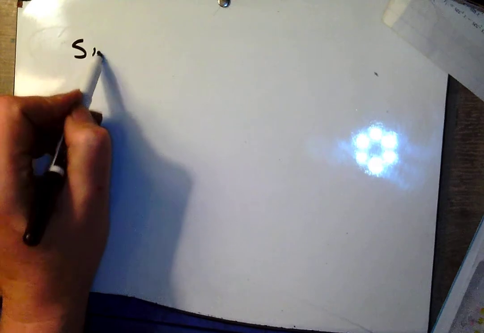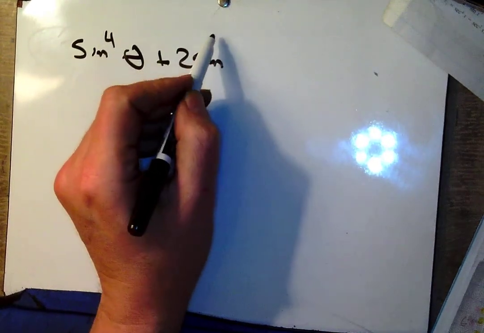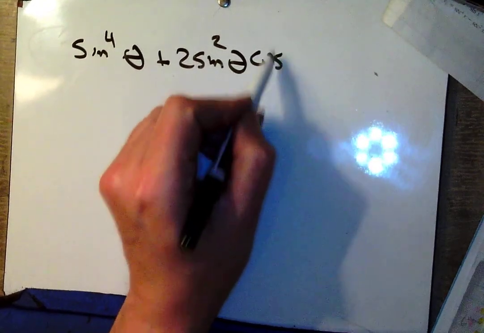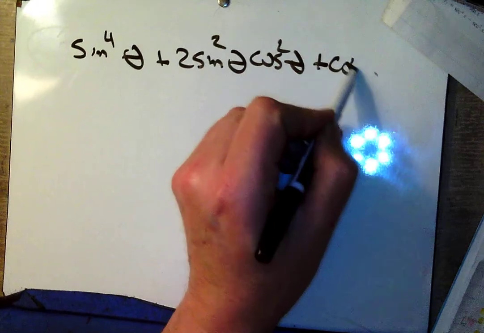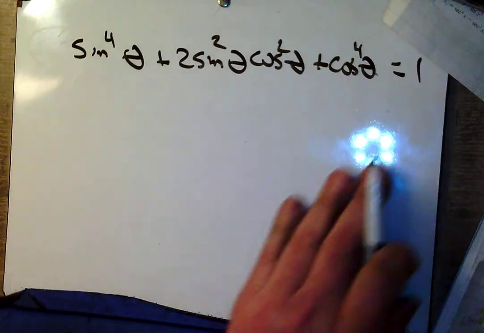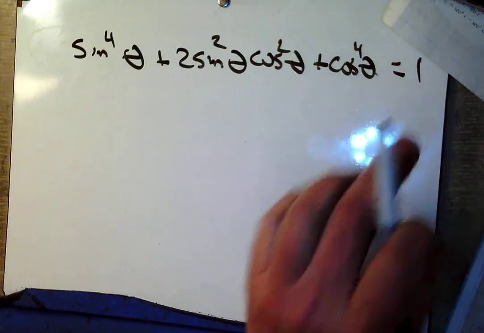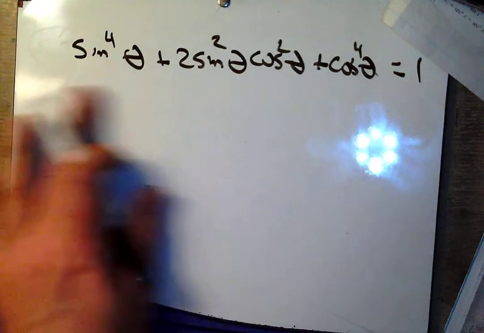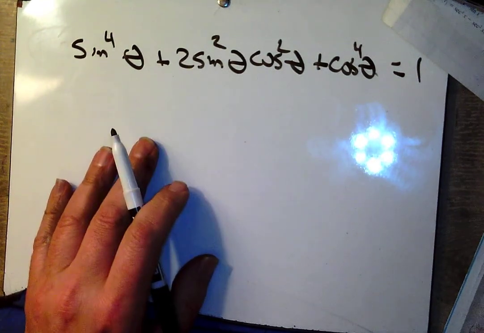Okay, how about this one? Sine to the 4th theta plus 2 sine squared theta cosine squared theta plus cosine to the 4th theta equals 1. Well, you know, there are a lot of things that equal 1, so I'm not going to try and work this side and turn it into this stuff. But you know, I do see something here.